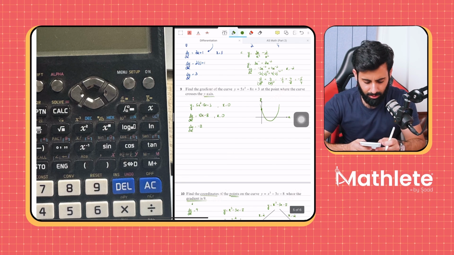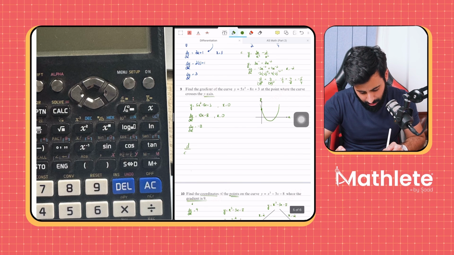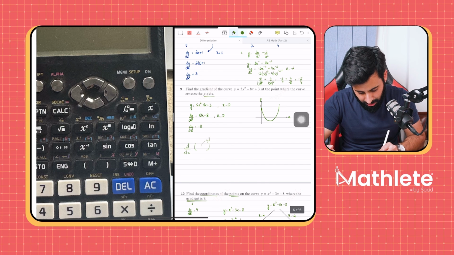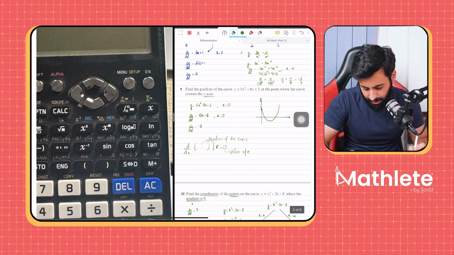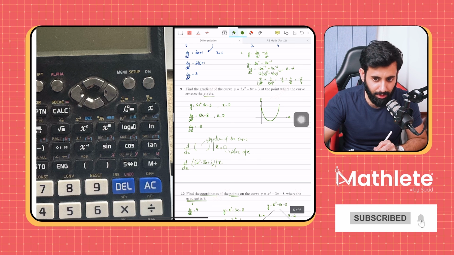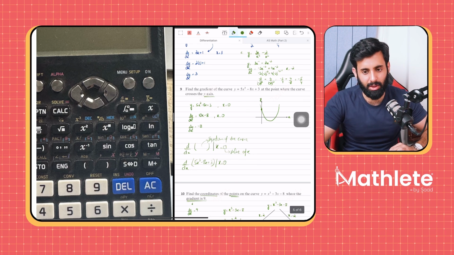So when you press it, this is what you're looking at, right? D upon dx, and then in the bracket, you're supposed to type the equation of the curve. And then you will have x equals to, and then you'll have again some blank. Here you write down the value of x at which you wish to find out the gradient. So if I, let's say, do question number 9 with the help of this key, here's what I will do. D upon dx, 5x square minus 8x plus 3. The good thing is the calculator will do the differentiation for us as well, and it will plug in the value and give you the end result.